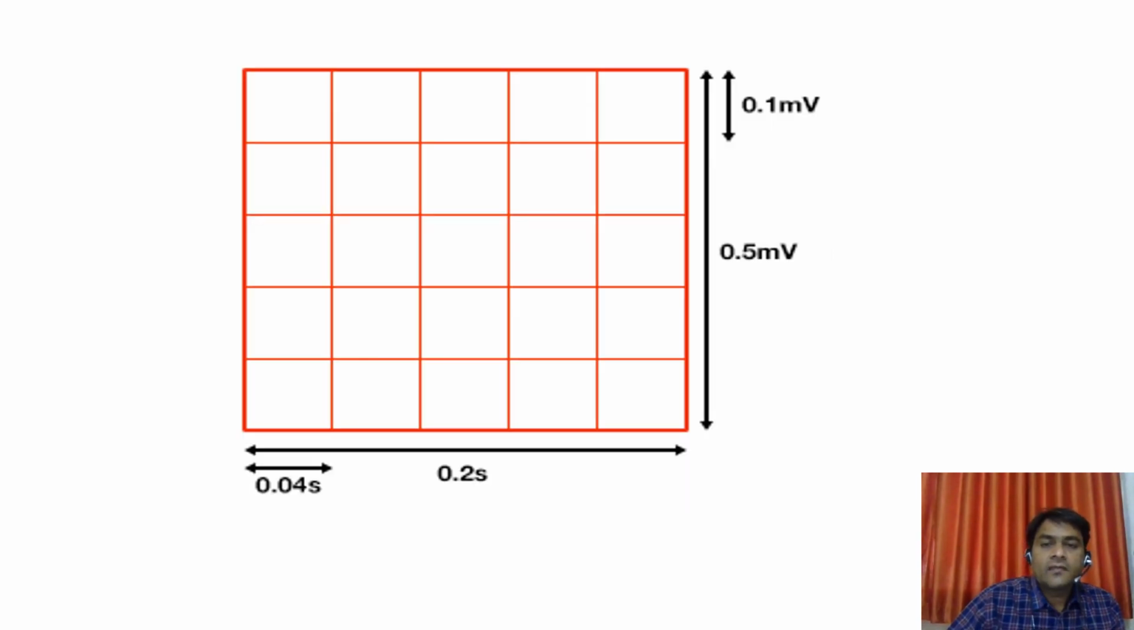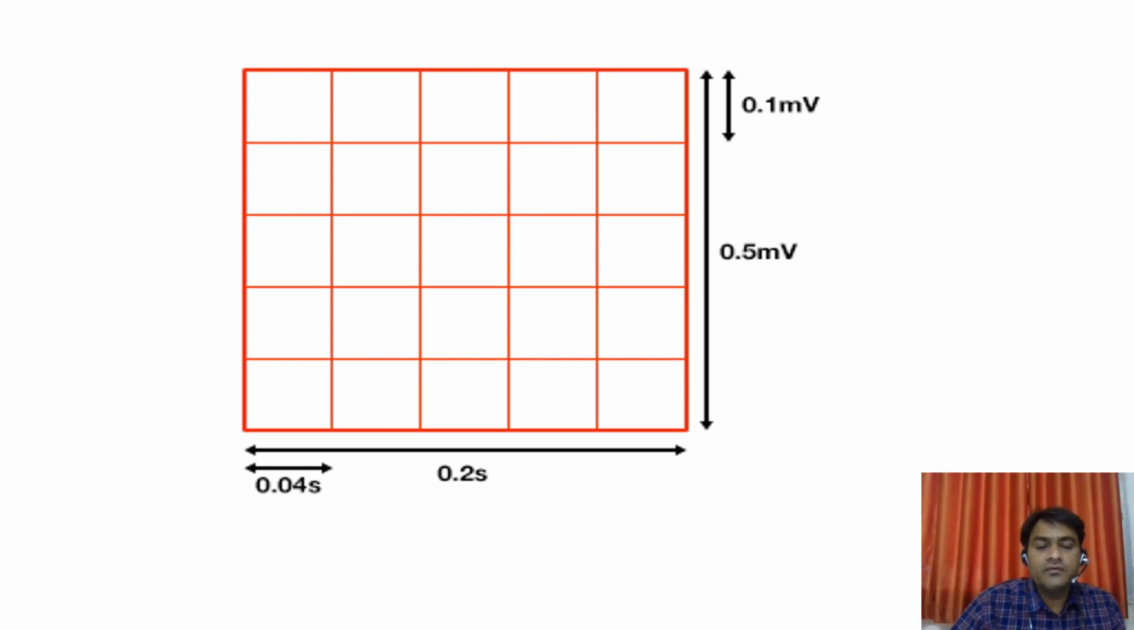Now the calibration of this: the paper moves at a speed of 25 millimeters per second. This is the standard speed, 25 millimeters per second. So to move 1 millimeter, how much time is needed? It is 0.04 seconds on the x-axis. One smallest square is 0.04 seconds on the x-axis.